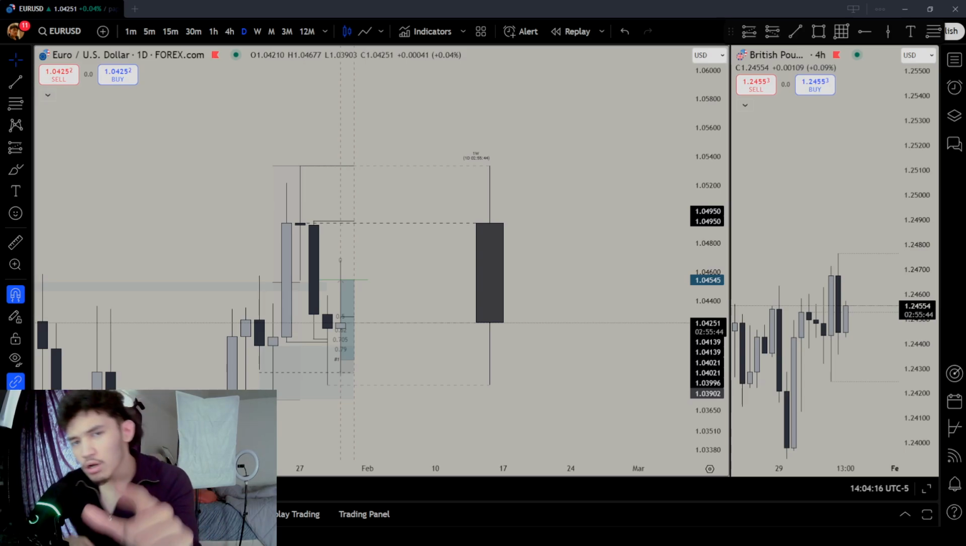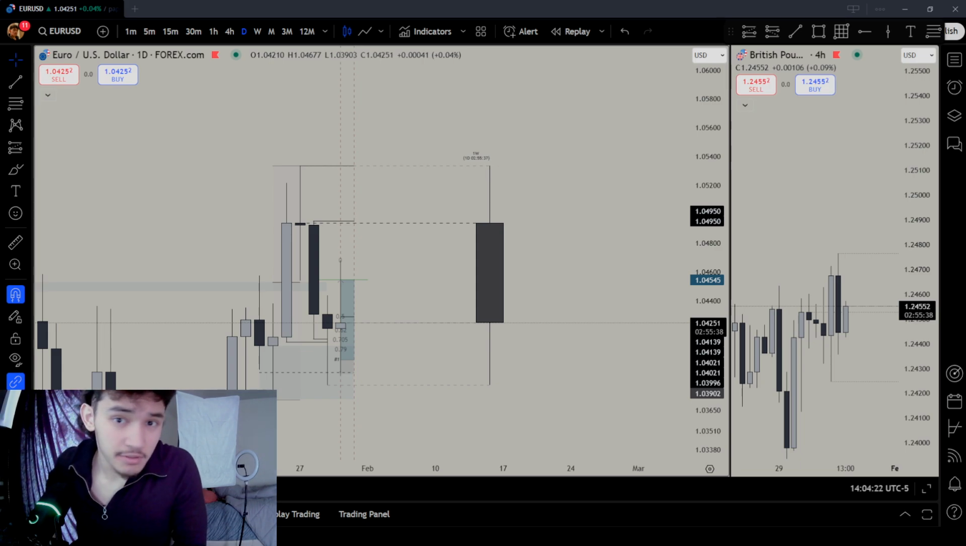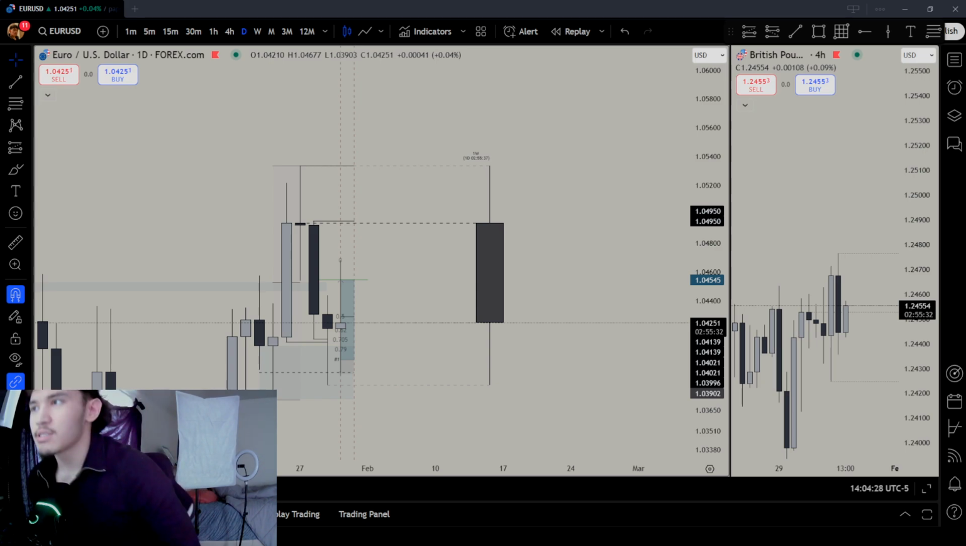Are you struggling to identify the higher time frame CRT and knowing which is the higher time frame CRT? Welcome. We're going to be talking about how to identify the higher time frame CRT here.